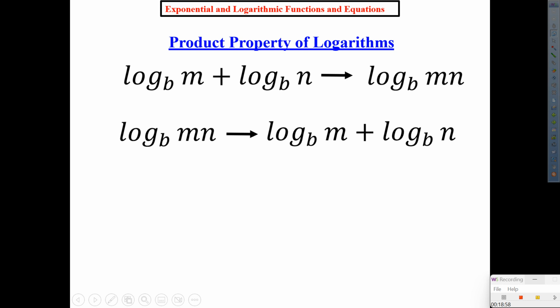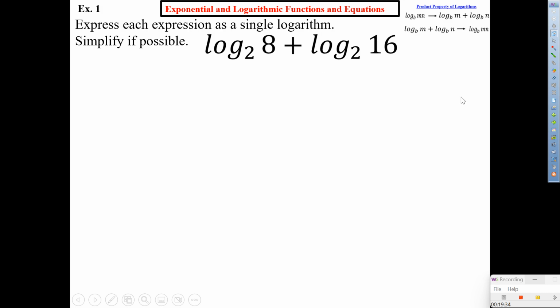Okay? All right, let's put this into action. Example number 1. Copy this, please. I left the properties on the top right corner of the screen. And it reads, example 1, express each expression as a single logarithm and simplify if possible. Log base 2 given number 8 plus log base 2 given number 16.